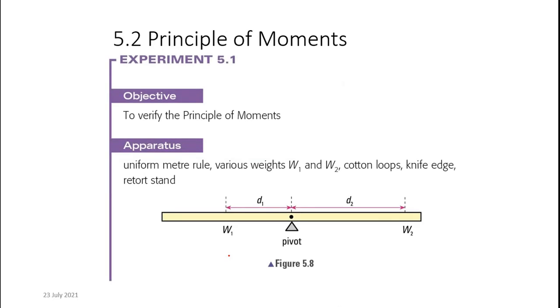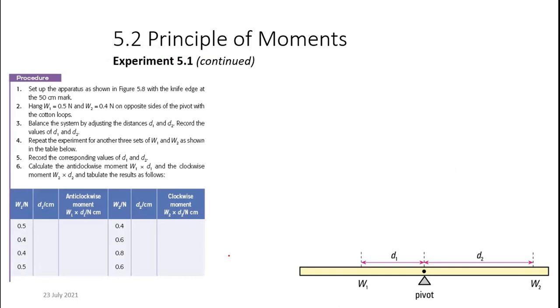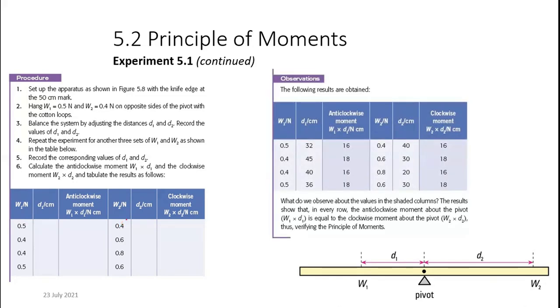And this is the experiment to verify the principle of moments. We use the meter rule, various weights W1 and W2, cotton loops, knife, and retort stand. From the experiments, based on the variation of the weight, when weight 1 is 0.5 Newton and weight 2 is 0.4 Newtons, for example, we can find the suitable distance that makes the apparatus balance.